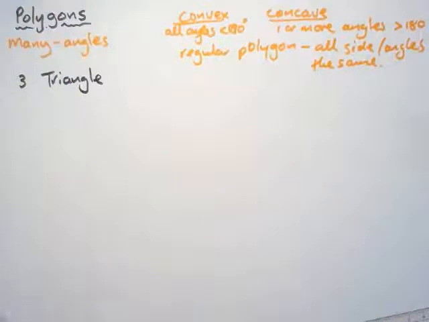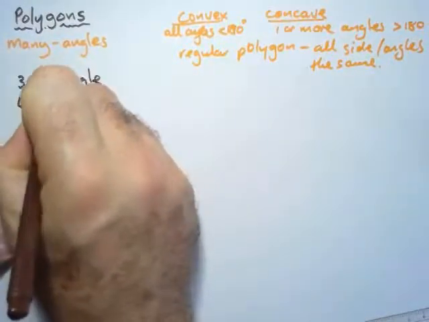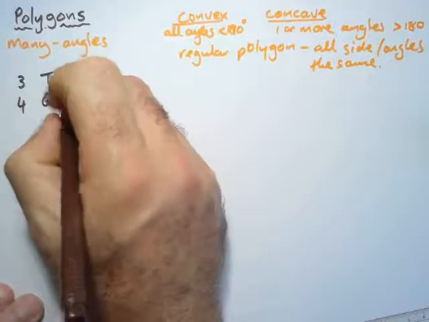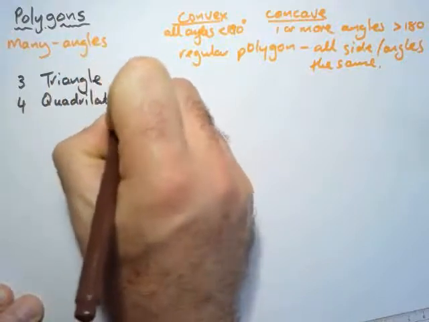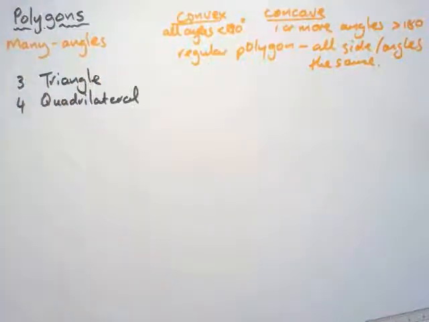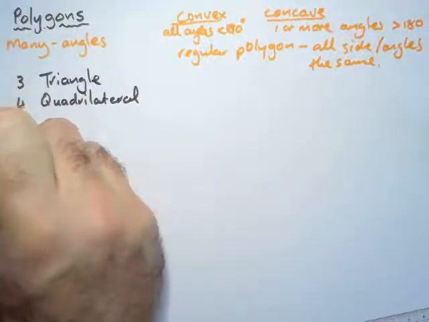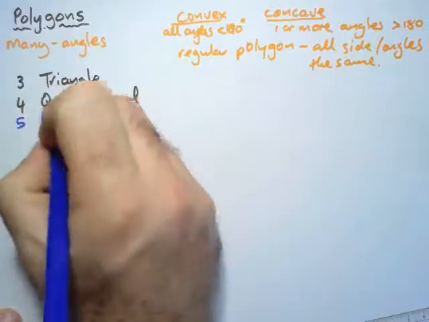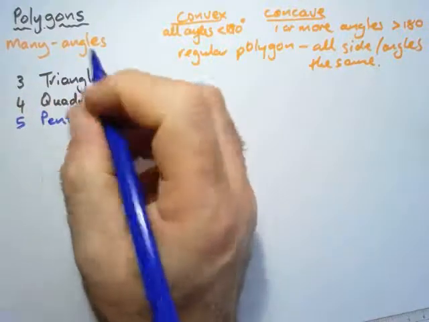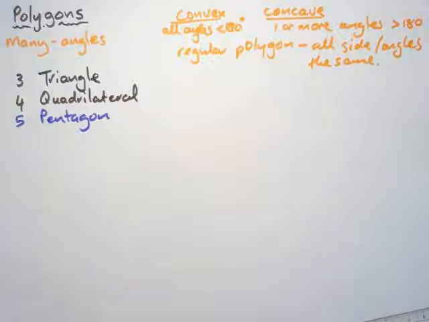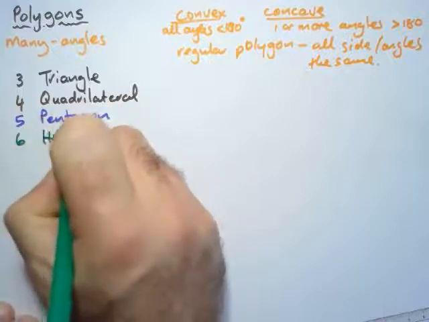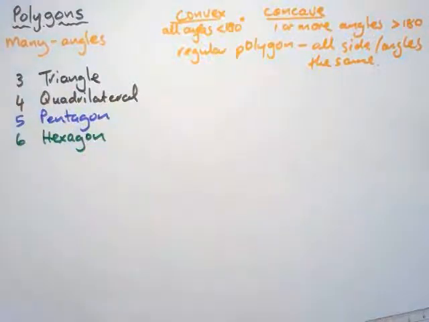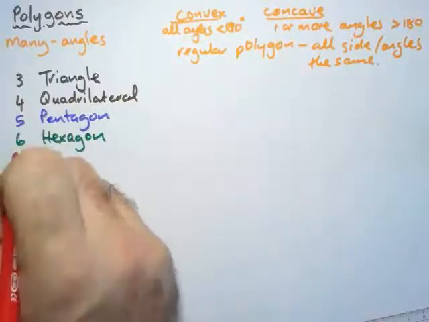Second one is 4. We've already done that. That is a quadrilateral. The next one is 5, that is a pentagon. 6 sides, that will be a hexagon.